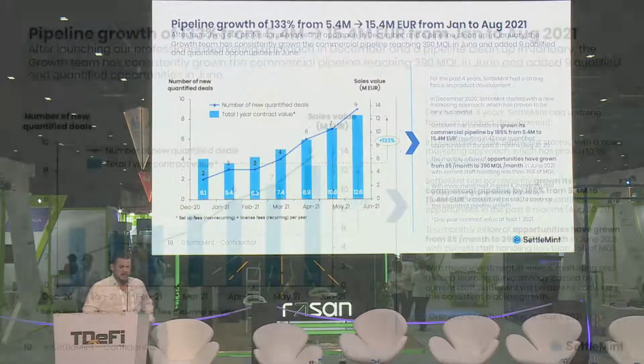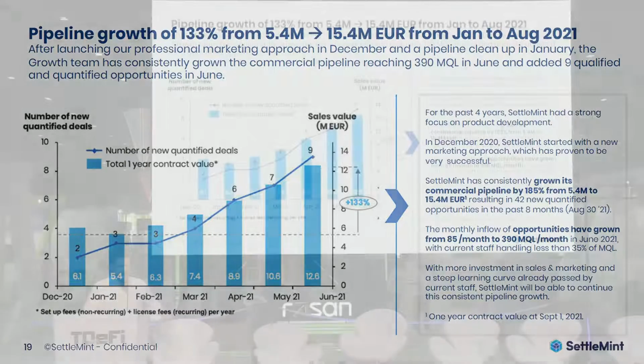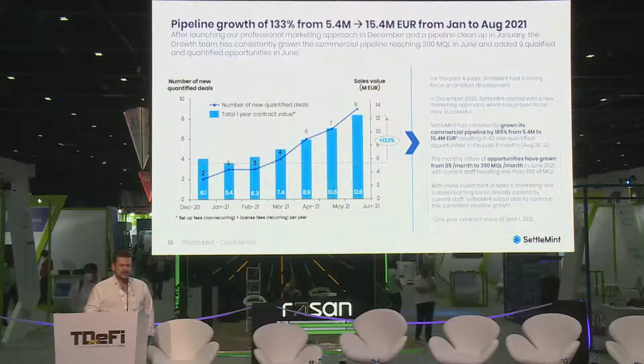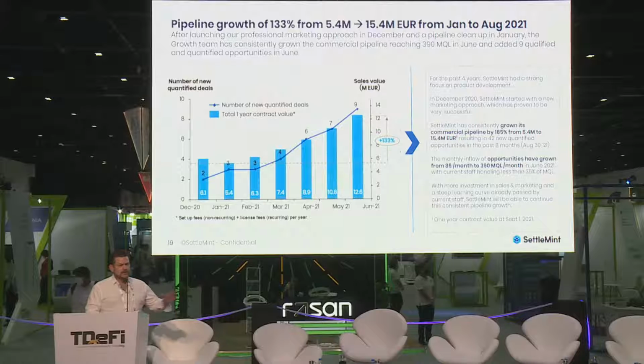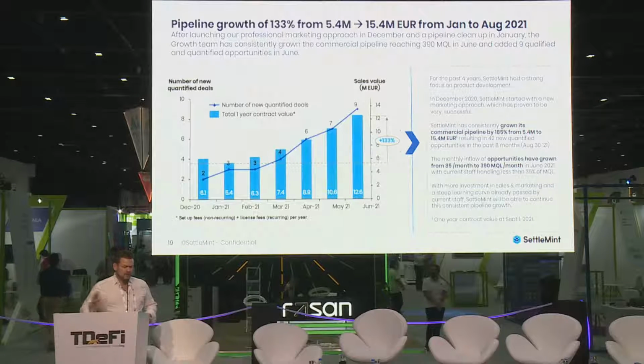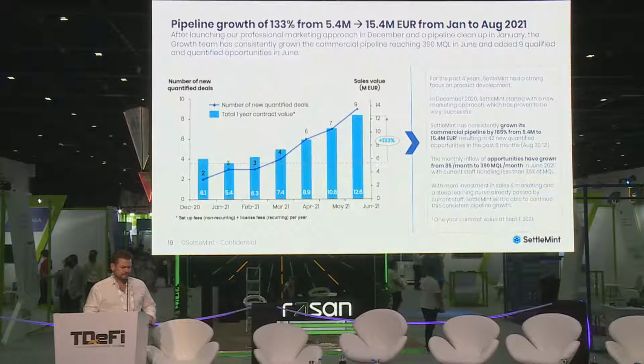I talked about our pipeline. Before we hired our head of marketing, we had a pipeline of about 5.4 million. At the end of August, that was 15.4 million. As of last week, that's 16.7 million. Our pipe continues to grow as we accelerate with the marketing approach and onboarding of salespeople to have those dialogues with clients that we're looking to get.